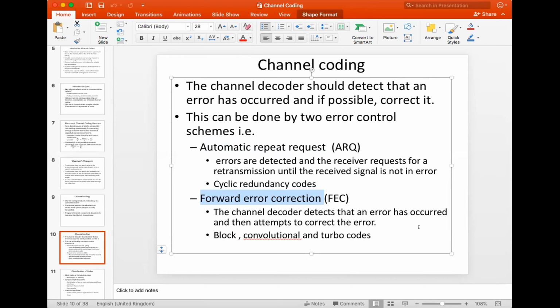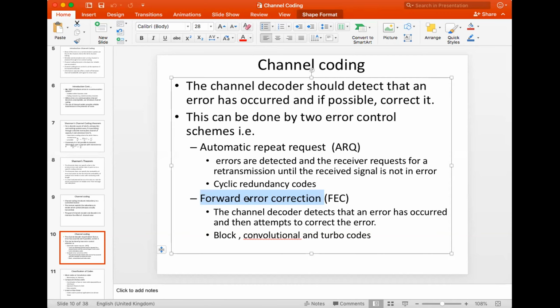So you go through your normal decoding at the decoder, then the receiver detects that an error has occurred. And when it detects that the error has occurred, what does it do? It tries to correct the error, okay? So we have automatic repeat request and forward error correction. Now, in this particular course, I'll be using forward error correction or channel coding. They are really one and the same.